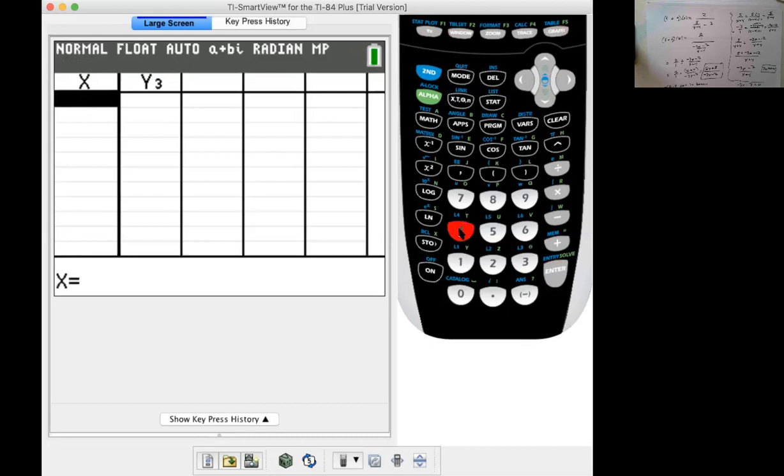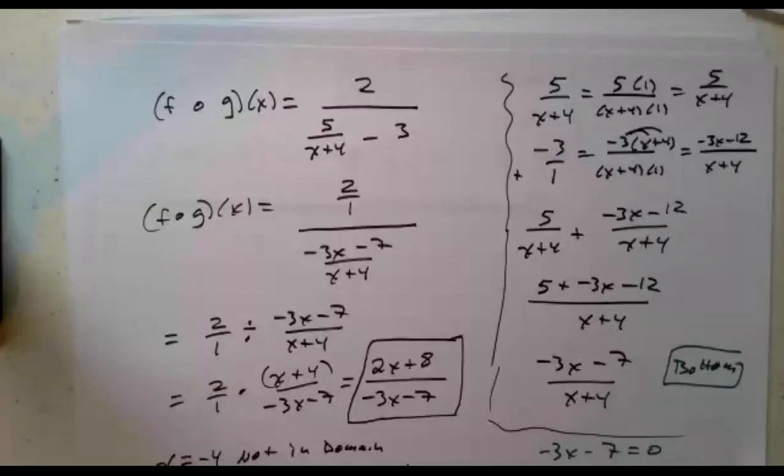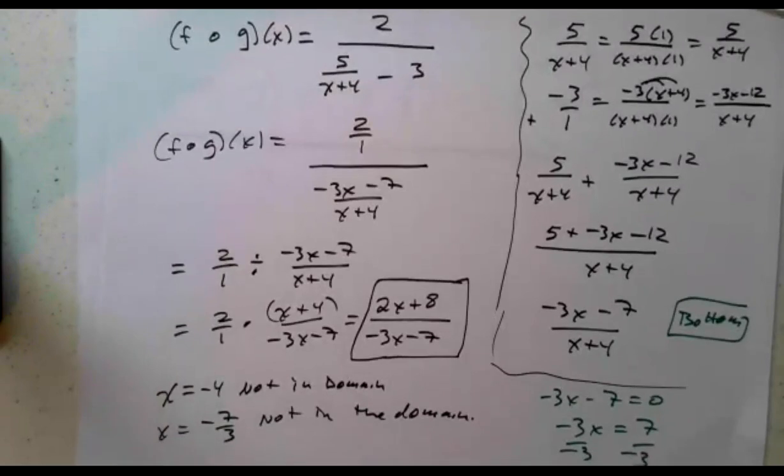So does 4 work? Does 5 work? Does 7 work? 4 gives me an answer. 7 gives me an answer. 0.1 gives me an answer. But what did I say I had to throw out? Remember, what did we have to remove? What did we say? We said -4 is not in the domain. We said -7/3 is not in the domain.